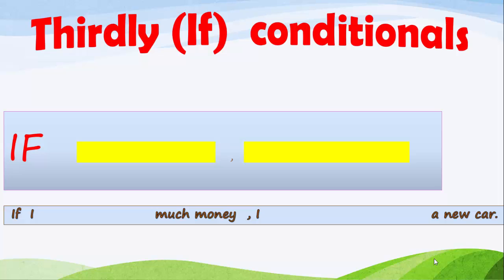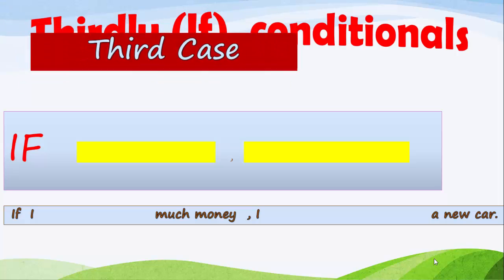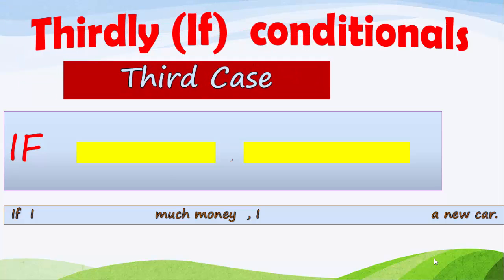Let's see. If I, space, much money, I, space, a new car. So try to guess what I can write in the sentence for the third case. This is the third case. What do you think the verb is? Is it present simple or past simple or present perfect or past perfect?